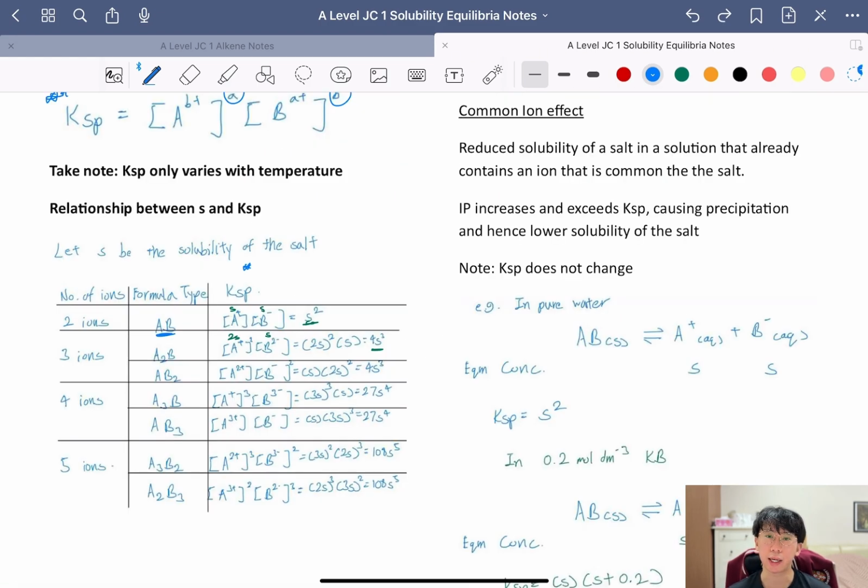Now, another common question type that gets asked during exams is the common ion effect. This is where you have reduced solubility of a salt in a solution that already contains an ion common to the salt. When you have an ion common to the salt within the solution, the ionic product will increase and exceed Ksp, and therefore you would have precipitation. Because of this, the maximum amount of solute that can dissolve within the solution is lower, and therefore your solubility is lower. Do take note that Ksp still does not change. Again, it only changes with temperature.